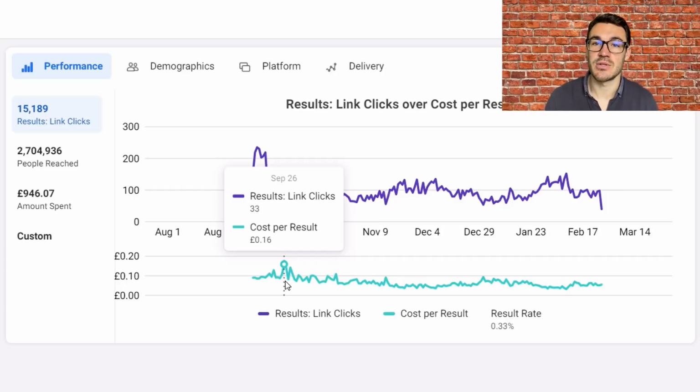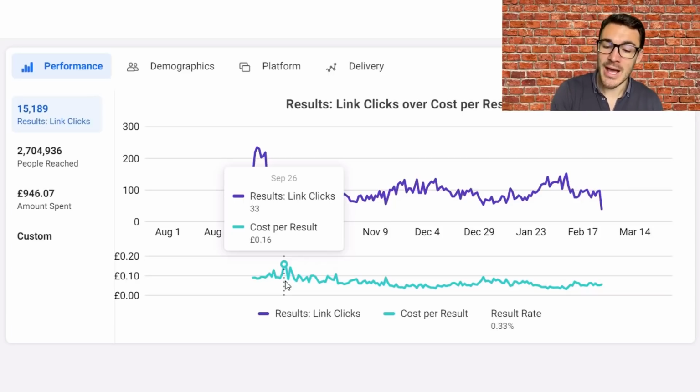I don't know what happened on September 26th. Could have been a big news event. Could have been really great weather. I think this was just being advertised to the UK. No, it was being advertised internationally. But could have been a big news event. Could have been all sorts of things going on that day. Could have just been natural fluctuation because we're not advertising to CPUs.